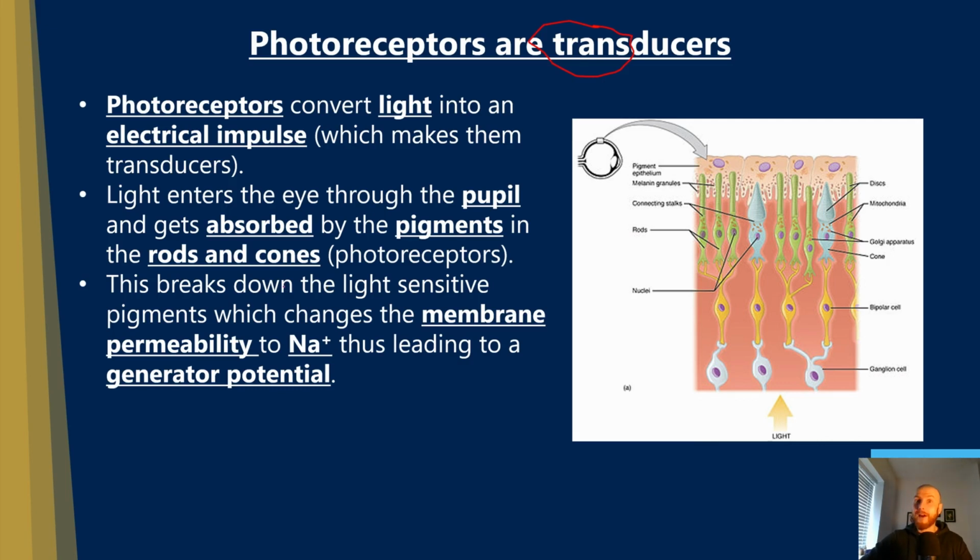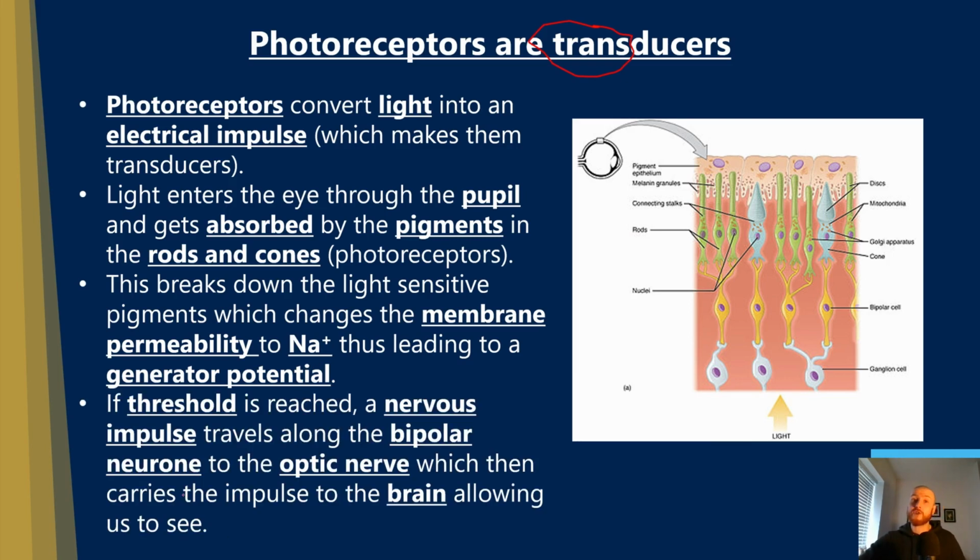Now, this breaks down the light-sensitive pigments, which changes the membrane permeability to sodium ions. And because of this, it leads to a generator potential. So again, we have this influx of positively charged ions, which means we're going to go from our resting potential at -70 up to our action potential at +40. And that's going to allow for an action potential and a nervous impulse to travel through your nervous system so you can process that information. Now, if the threshold is reached, a nervous impulse travels along the bipolar neuron to the optic nerve.